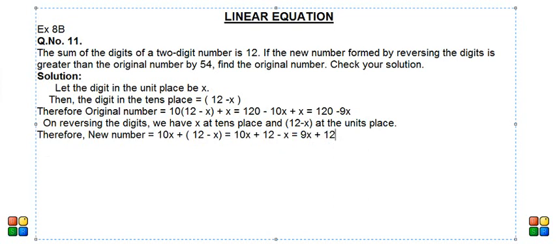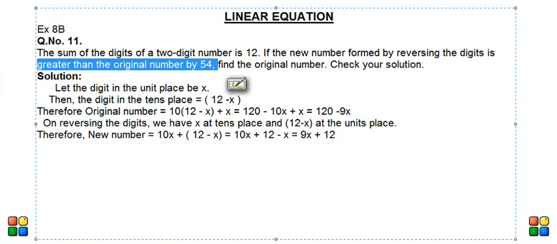Now according to the question, if we read the next part: the new number formed by reversing the digits is greater than the original number by 54. Remember this, greater than the original number by 54. So what statement will we get then? Yes, tell me. Okay, you need my help. Okay, no problem.